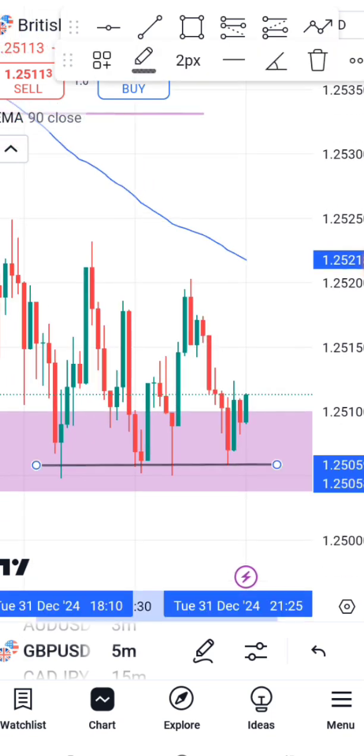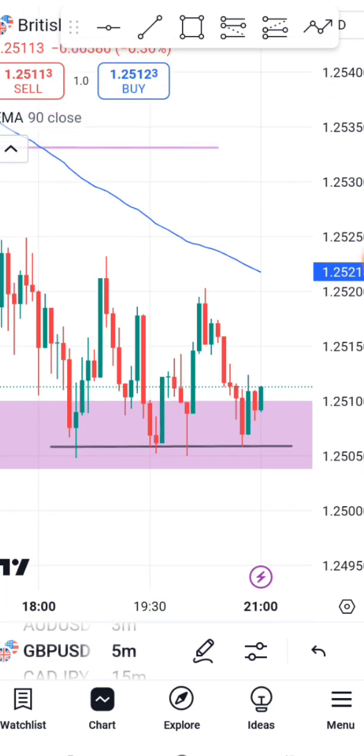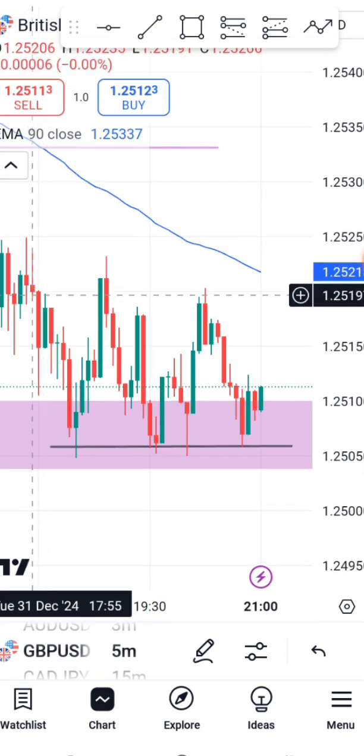This is my support here. I do this support, and then I could say within this zone should be resistance. I could choose to take any of these places as my take profit.